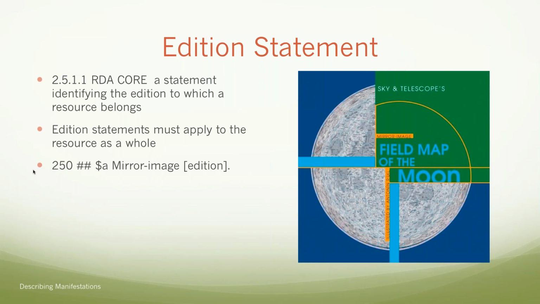That is something that's not terribly necessary with RDA. You can just give the addition term as is. So we could just say mirror image, period. But if you really need the clarity, it is okay to supply the word addition or version as is necessary. And this would be a core element.